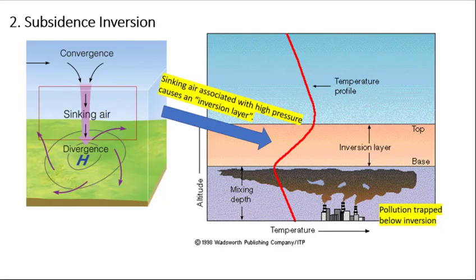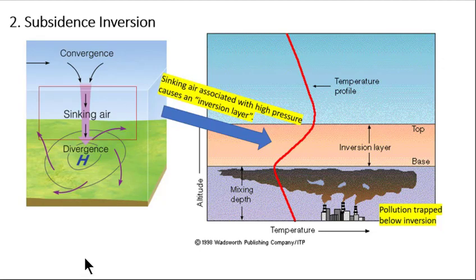The second type of inversion we will present is the subsidence inversion. These typically form and become increasingly strong and persistent during summertime in California, as well as other similar geographic locations. The graphic depicts a sketch of the situation.